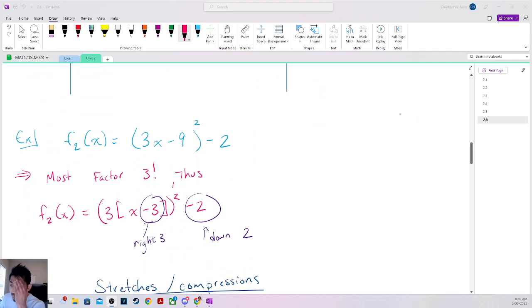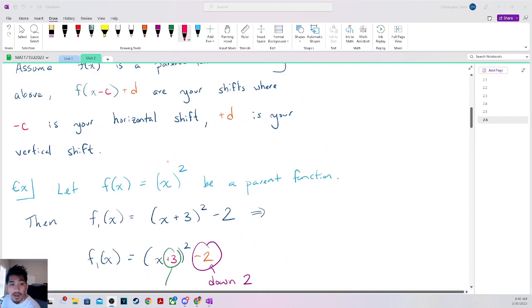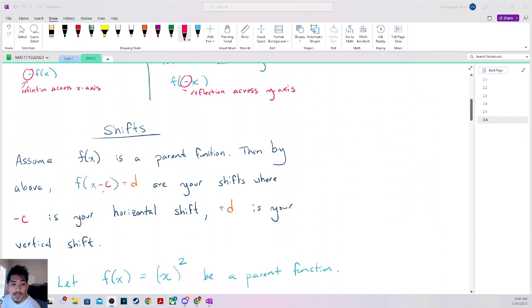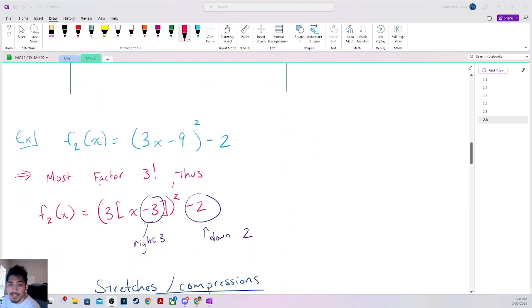So let's take another example. f2 of x equals (3x minus 9) squared minus 2. Now, there's a problem with this. There is a coefficient in front of this x. Earlier, I stated that I only have a single x here, a coefficient of 1, not a value besides 1. So that means I need to factor that out, so I can have a coefficient of 1. I'm going to factor out this 3, then I have 3 times (x minus 3), squared, minus 2.